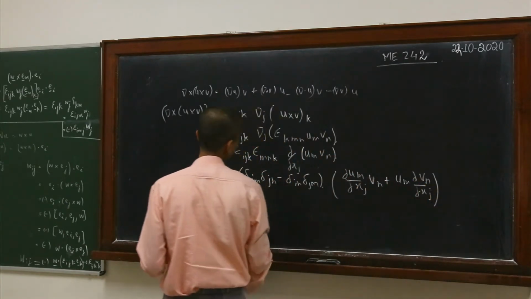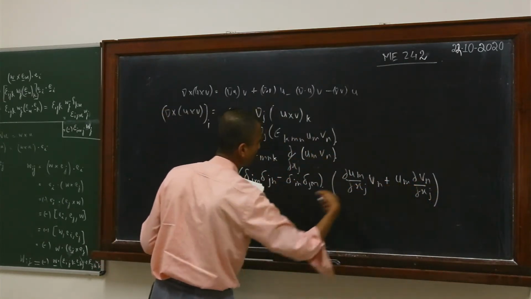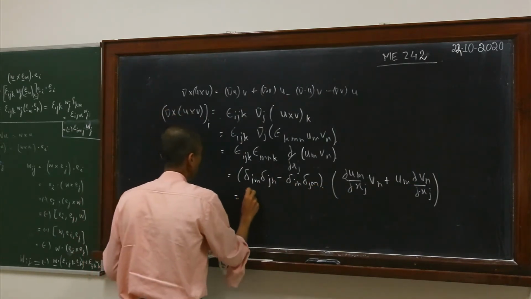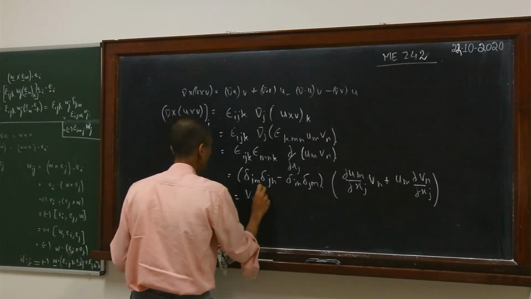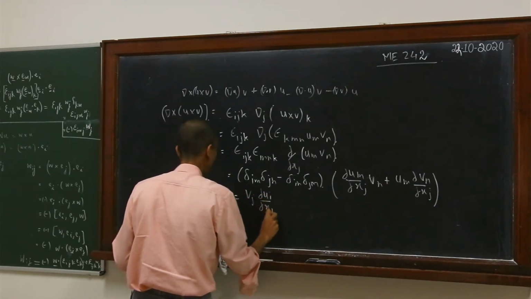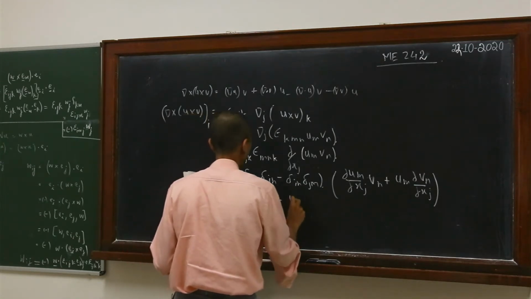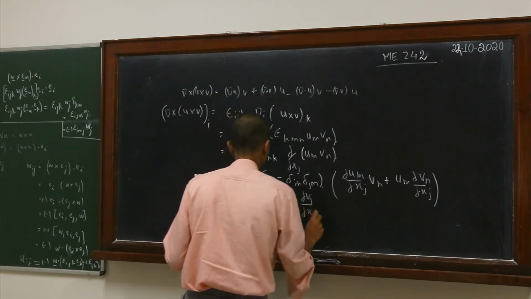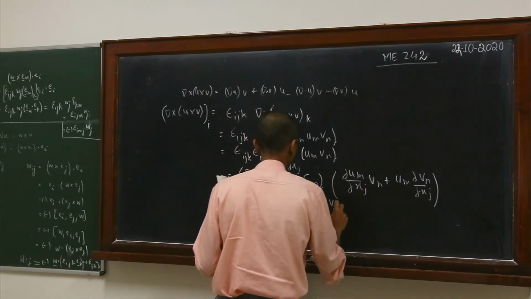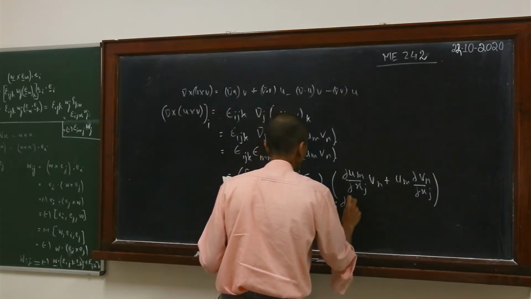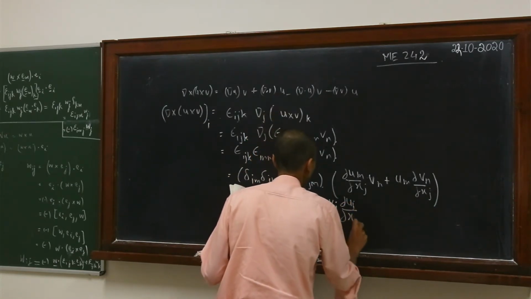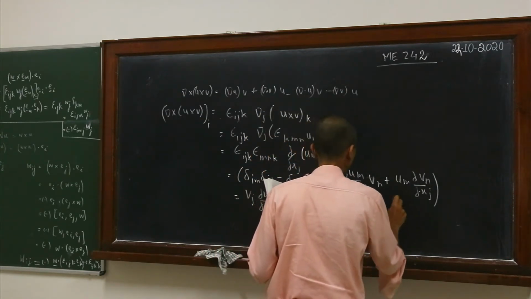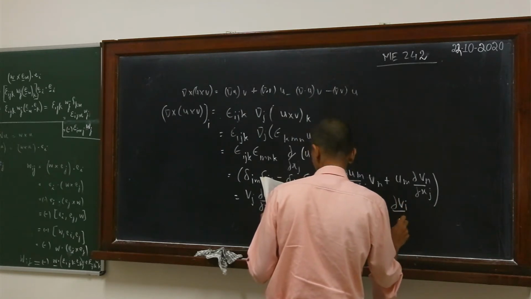And then just expand this out using the product rule as I've shown here. Now use the substitution operator property. So you'll get that this is equal to vj times del ui by del xj plus ui times del vj by del xj minus vi times del uj by del xj minus uj times del vi by del xj.